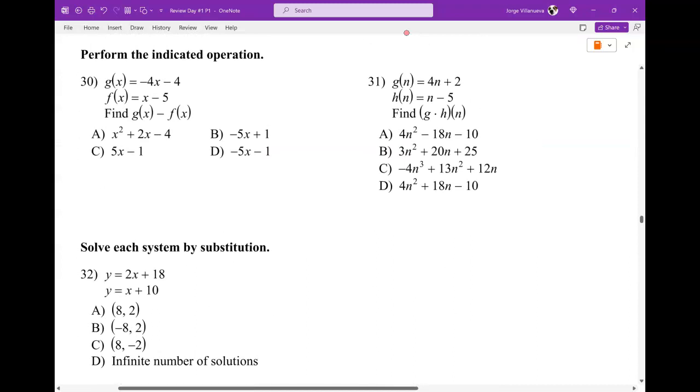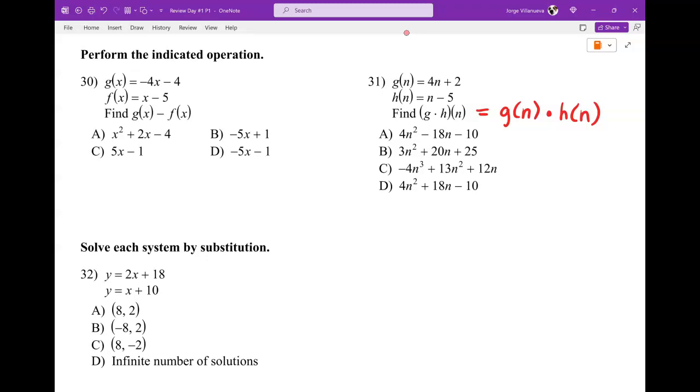All right, so they want us to multiply, okay? 31 says g of n is 4n plus 2, h of n is n minus 5. G times h of n, multiplying those things, multiply g of n times h of n. That's what this means right here. This means g of n times h of n. So we're just going to multiply those two things and then find our answer.